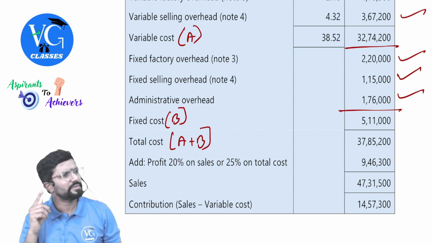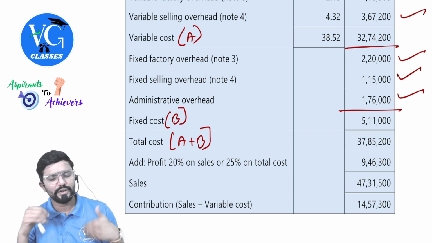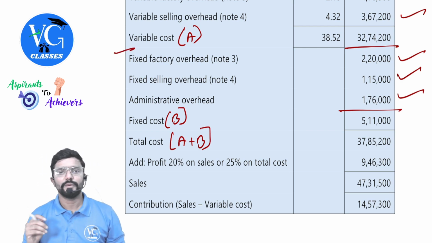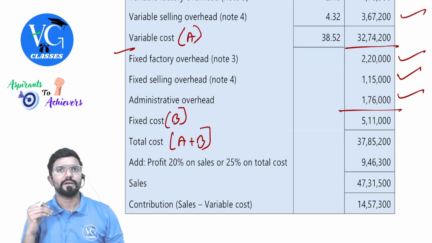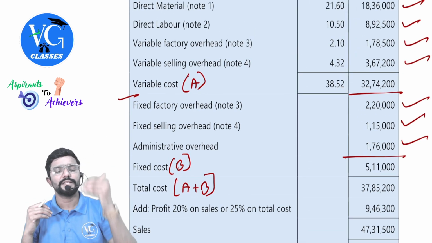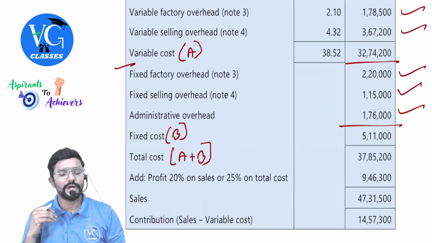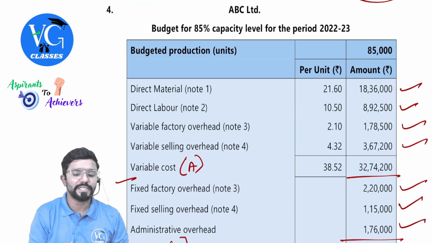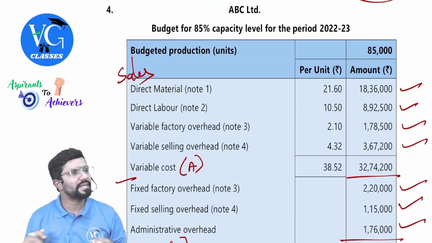They asked you to show contribution specifically, huh? Better you would have shown here itself. Okay. After variable cost, you show it there only. Sales minus variable cost is equal to contribution. You can better start with sales also on the top. They have done it differently.